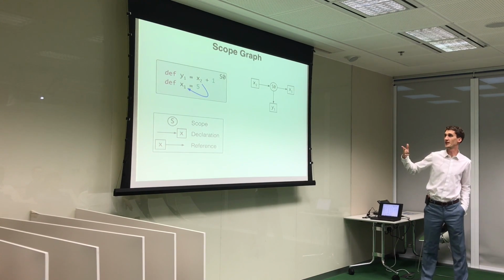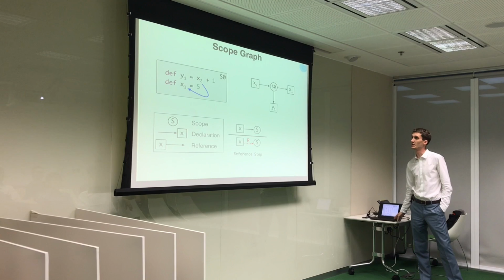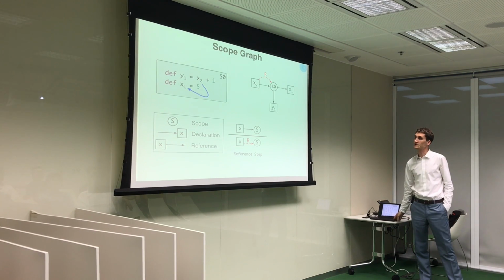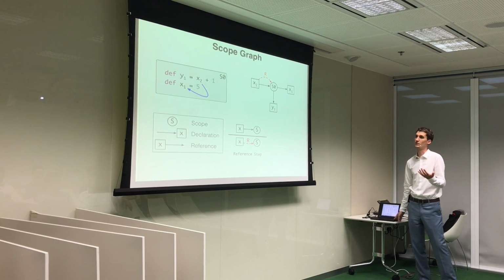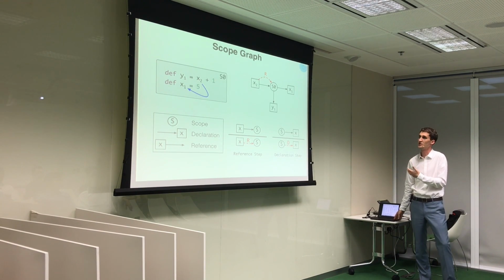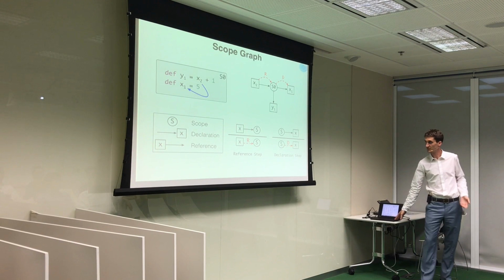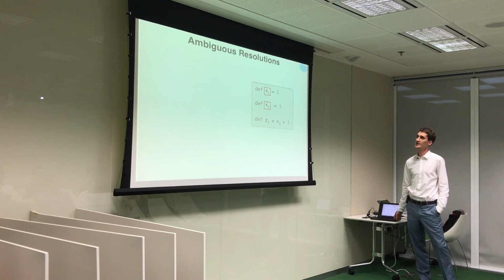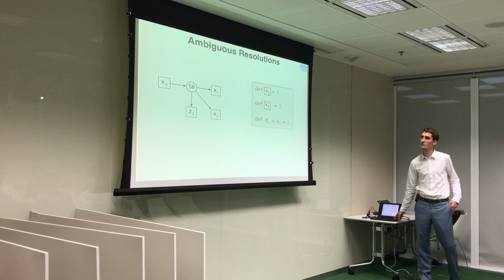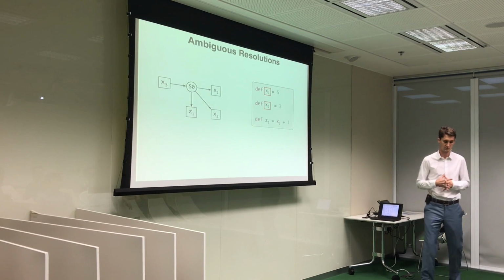And if we try to resolve x in that scope, we just build a path from x to its scope, so from the reference to the scope itself, and then from the scope we start looking for a definition, and we find one. So that's the very basic case. But even here we can see that we can have some weirdness.